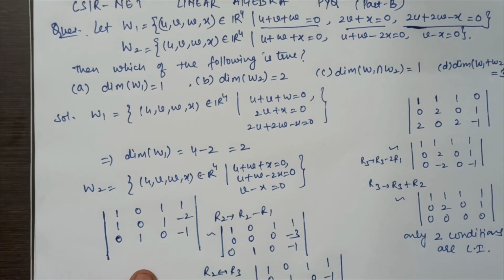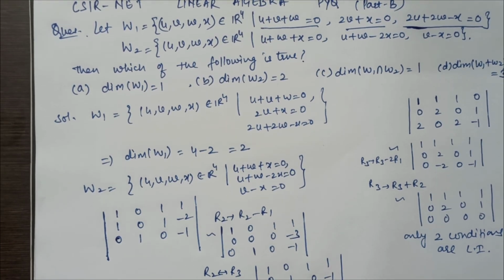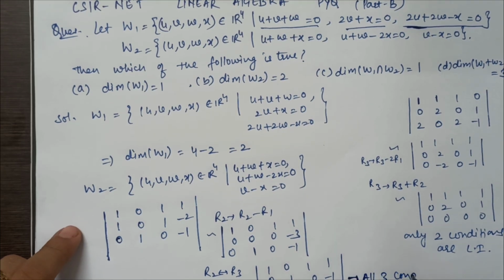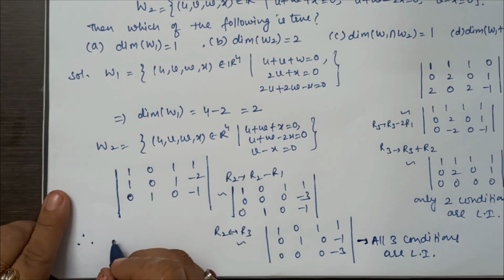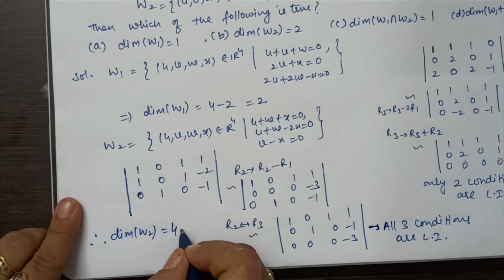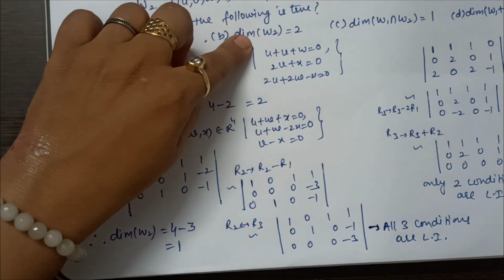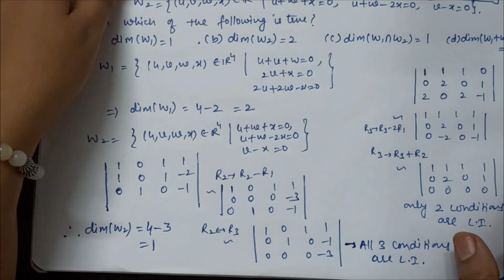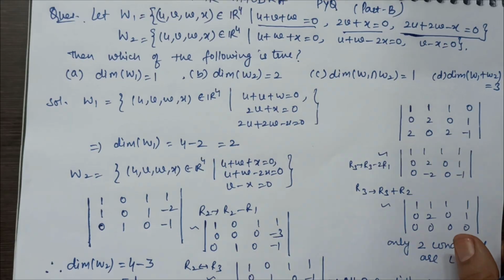So 3 conditions are linearly independent. All the 3 conditions given in W2 are linearly independent conditions. So therefore dimension of W2 will be 4 minus 3, that is 1. So option B is also incorrect. Now we'll be checking the intersection and sum part.